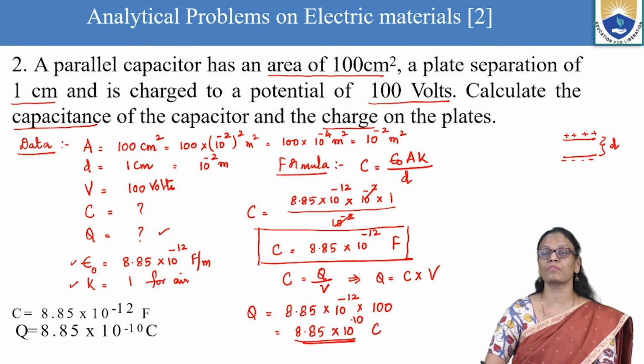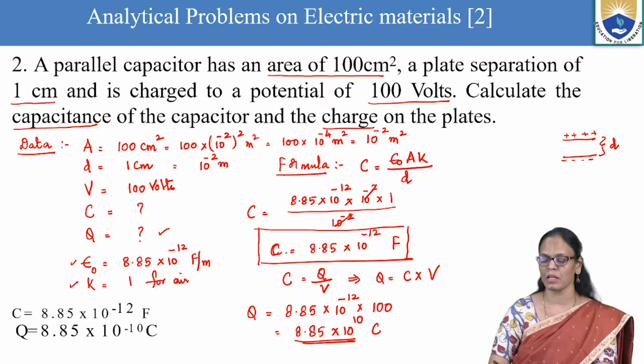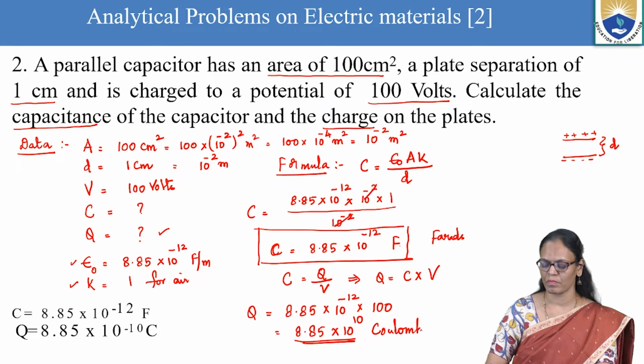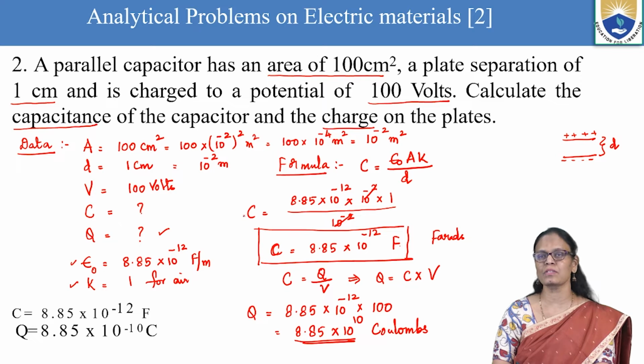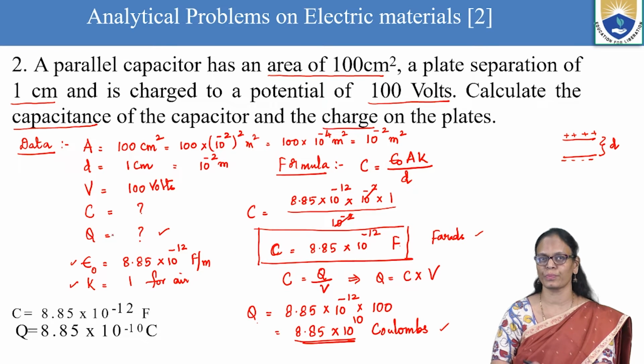So you also have to mention the units. Whenever we are talking about capacitance, capacitance is measured in farad. F stands for farads. And here this charge is measured in coulombs. So the capacitance of the capacitor and the charge stored in the capacitor are obtained. We have got both the values of C and Q.